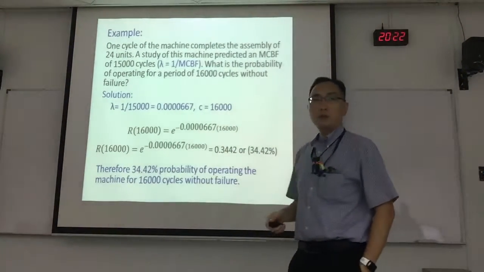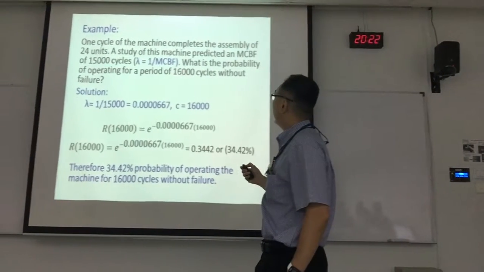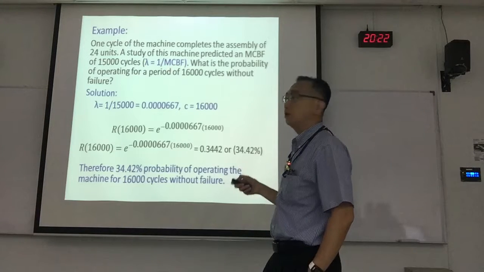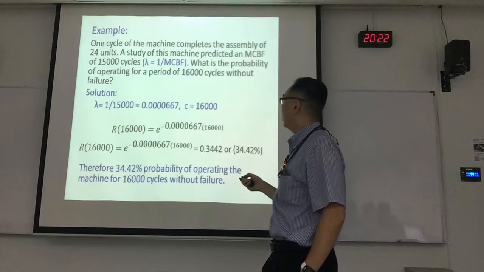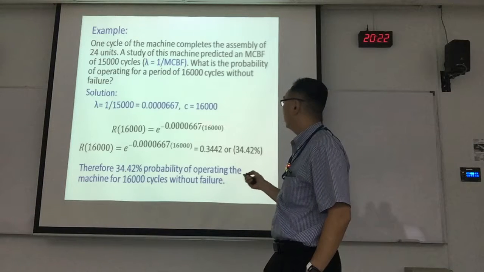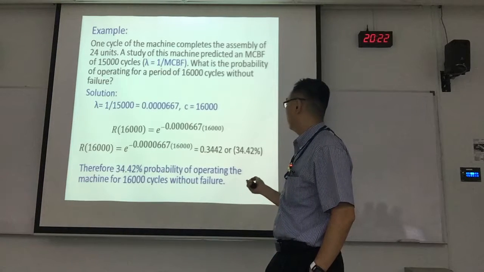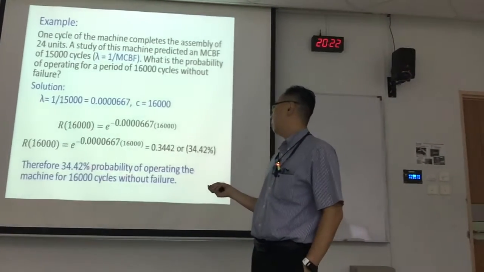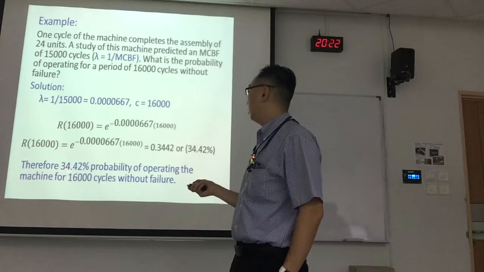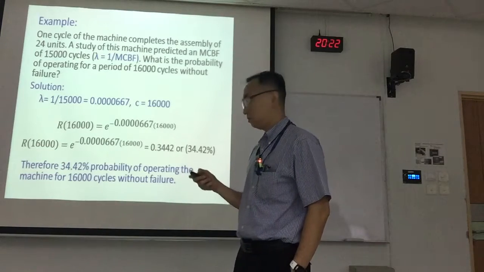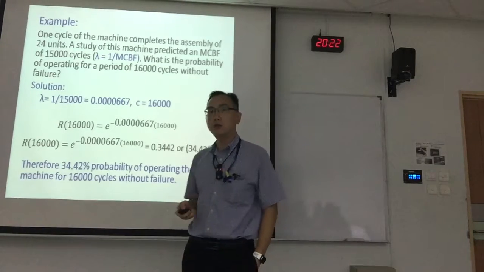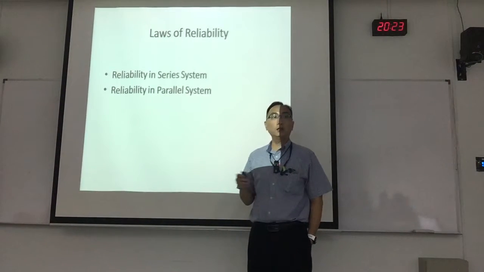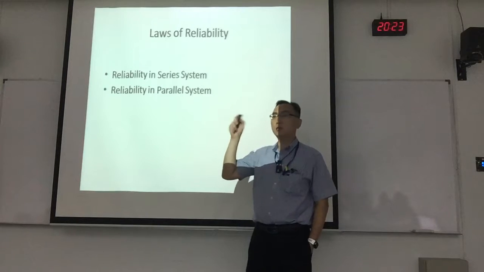So we have lambda equals 1 over this MCBF. You calculate it and substitute into the formula here to get the reliability. In this example the probability of reliability is very, very low, 34%. This is just basically applying the formula.